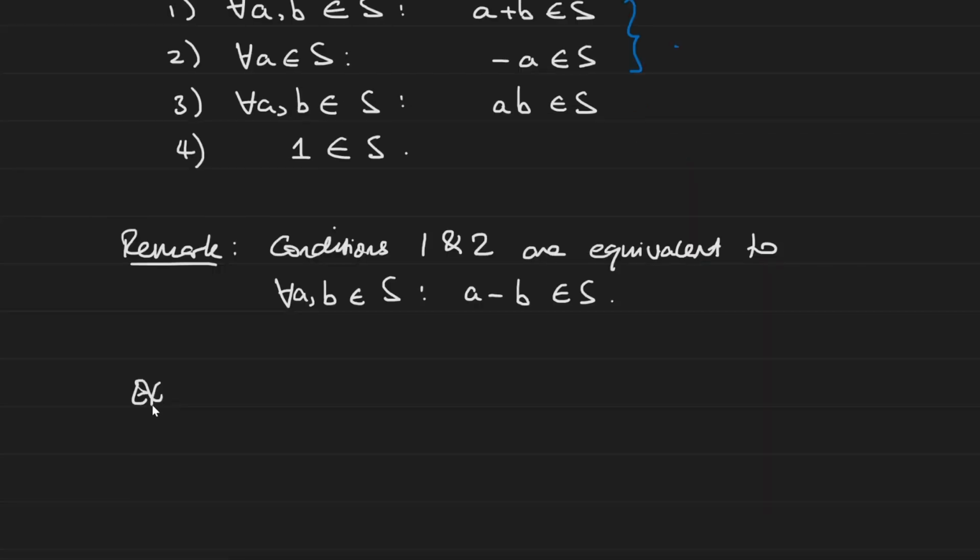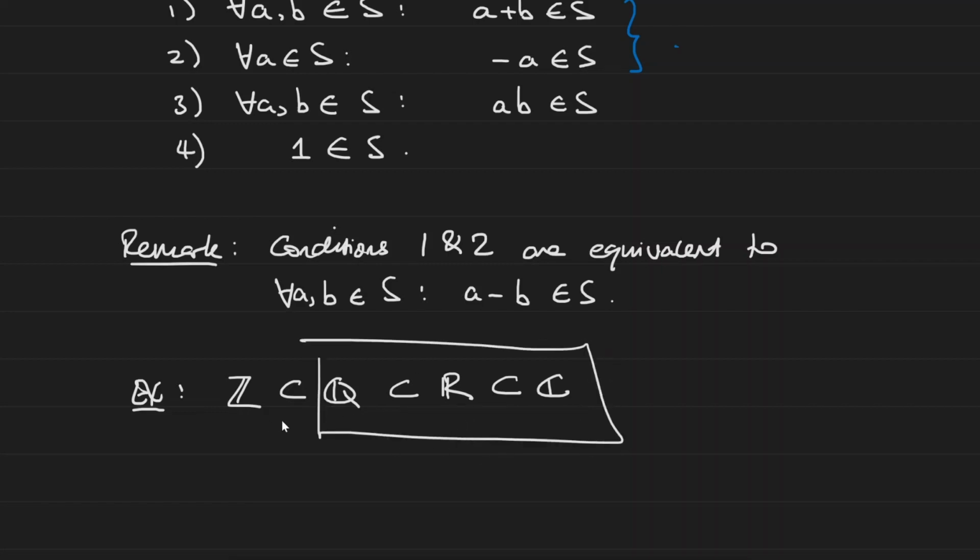So maybe let's give some examples of this. We have the ring Z, and this lives inside of the ring Q. This lives inside of the ring of real numbers, and this lives inside the ring of complex numbers. Actually, these are fields, but we're thinking about these guys as rings at the moment, just so we can have an example of a subring.